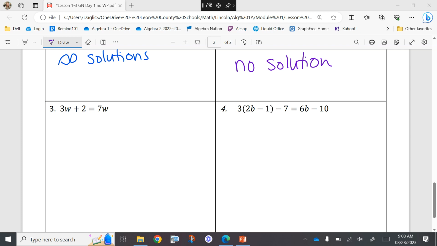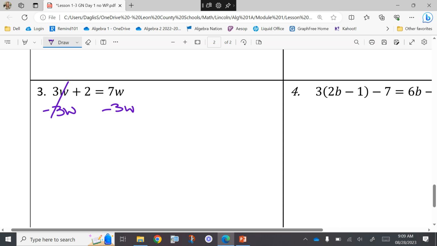All right, so this one had one solution. It does have an answer. Okay, what do we want to do first? All right, subtract my 3w. Do that. Okay, so now I have 2 equals 4w.